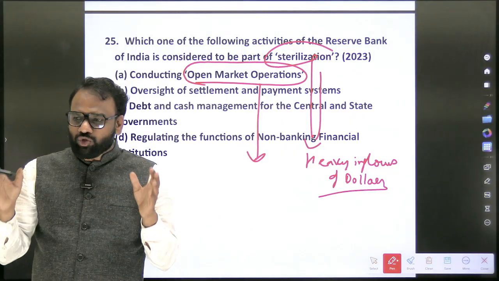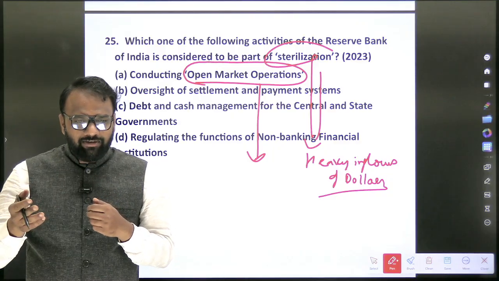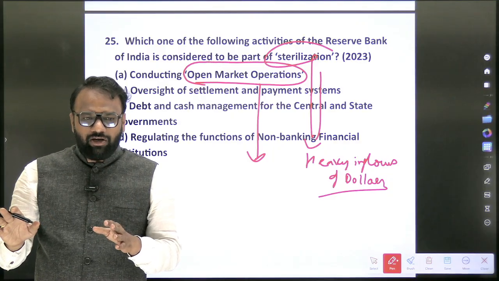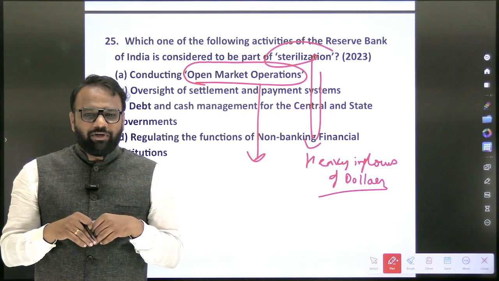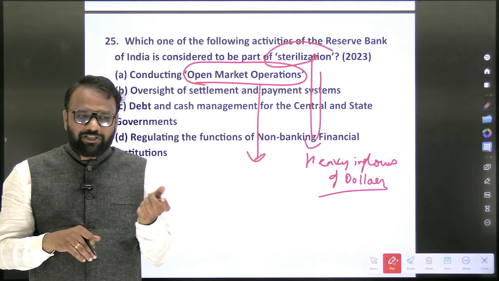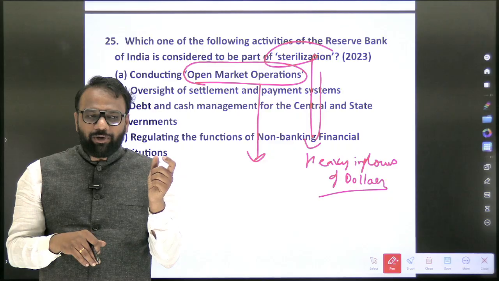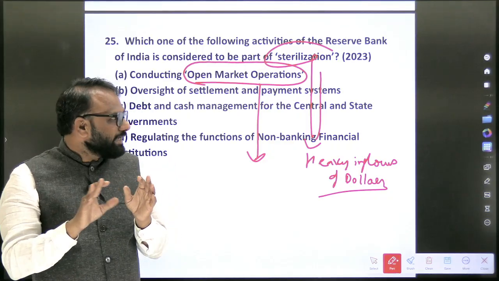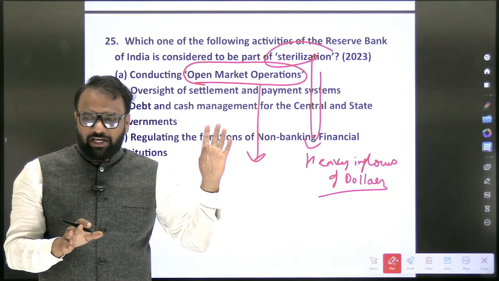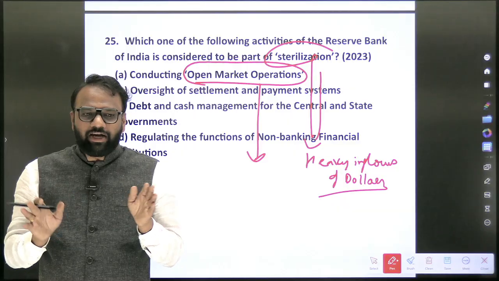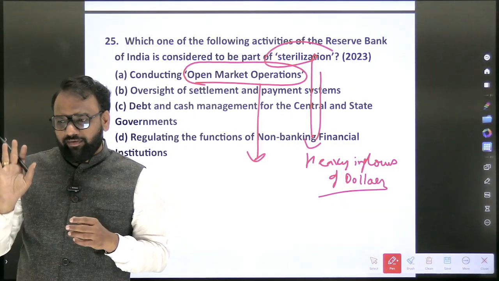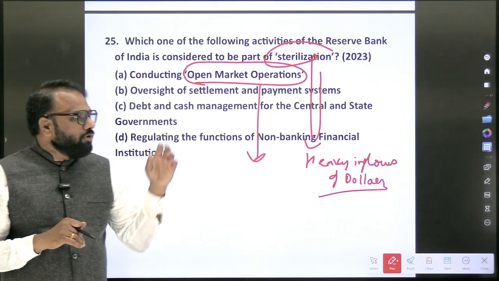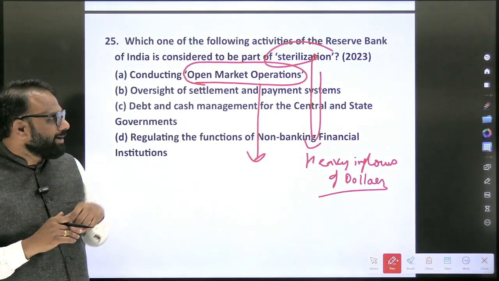When the inflation is too high, you will sell the government securities. When the inflation is under control and you want to promote growth, what will you do? Buy the government securities. And especially we will carry out open market operation in the context of dollars, which we call sterilization. So sterilization is not a regular activity. It's a once in a while, exceptional activity. So from this we understood what is sterilization and what is open market operation.